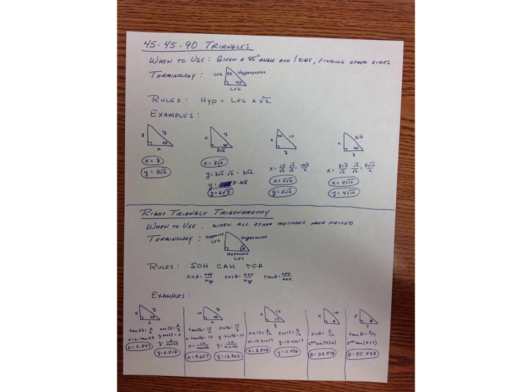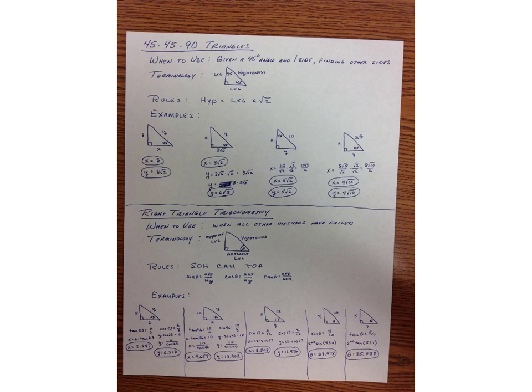Some examples here. You're given one of the legs is 8, so you would know the other leg is 8 because both of them have to be the same. Just multiply that by radical 2. So 8 radical 2 for the hypotenuse.